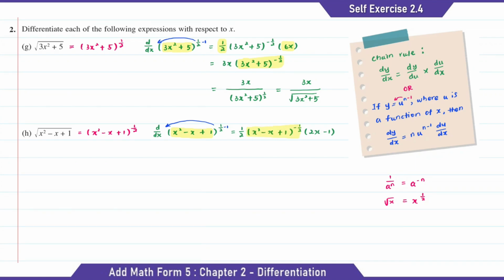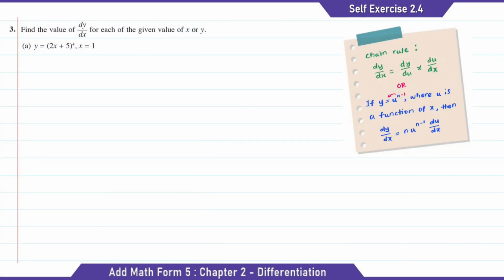Next, I'm going to write this power from negative form to positive. This is equal to 2x minus 1 over 2 bracket x squared minus x plus 1 to the power of 1 over 2, which is the same as square root x squared minus x plus 1.